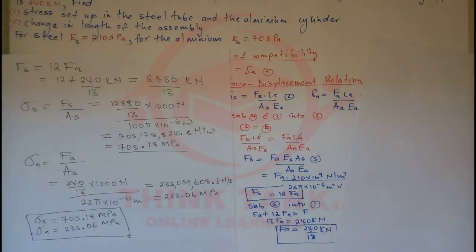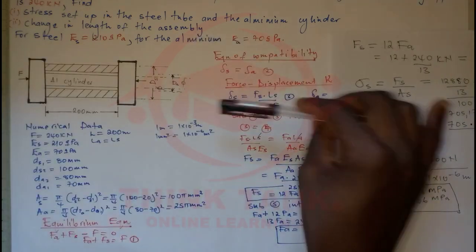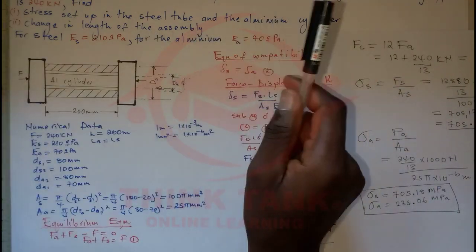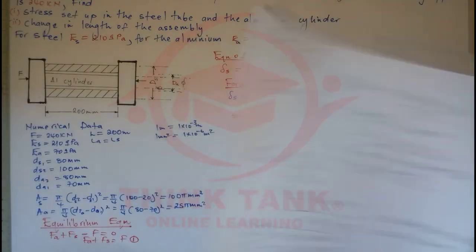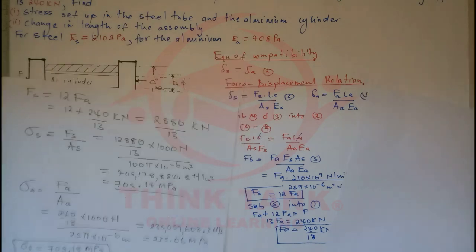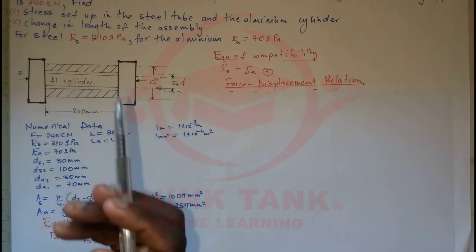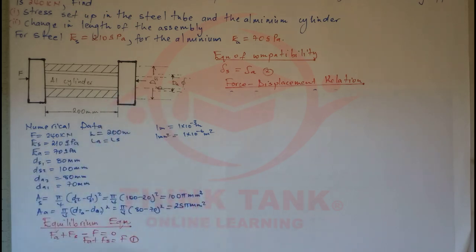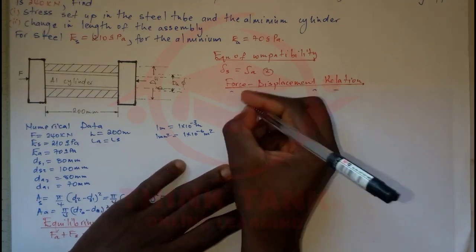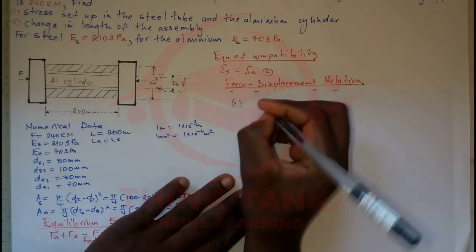For part 2, we want to find the change in length of the assembly. From here, we know these forces are compressing, so that means it's going to shorten. If we look at our force displacement relationship, the change in length of the aluminium and the change in length of the steel are going to be the same. So to find the shortening length, you can choose aluminium or steel. Let me just choose steel. So I'm going to write part 2 here.